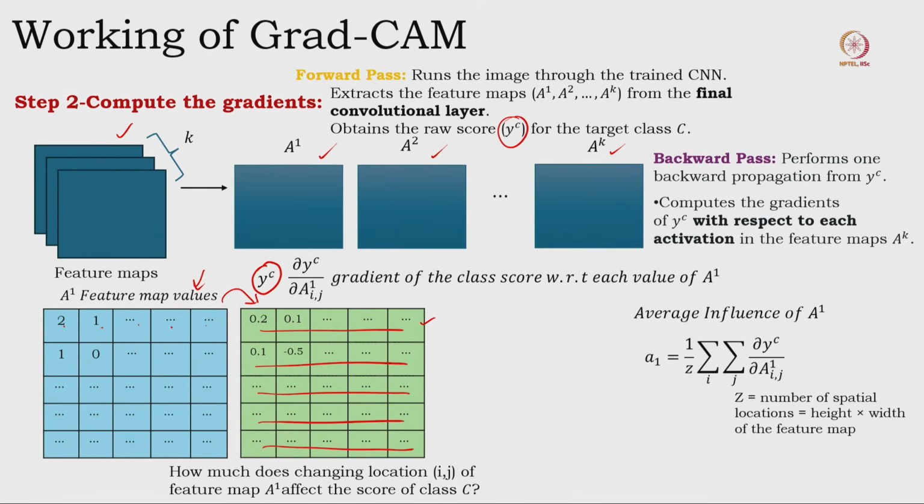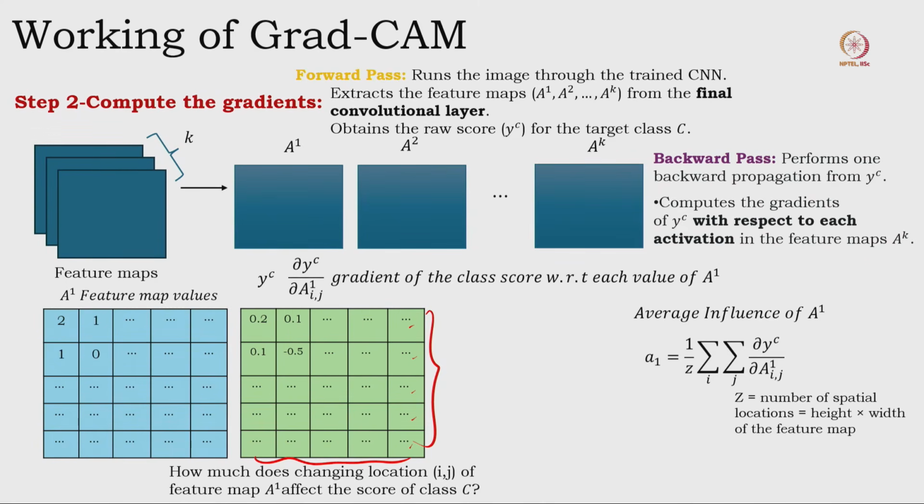Here i is the row, j is the column. When i is 0, j is 0, we take this value. When i is 0, j is 1, we take this value. When i is 0, j is 2, we take this value, and so on. When i is 1 and j is 0, we take this value, and so on. You take each of these values, add them all up, and divide by the number of elements that are present in this entire feature map.